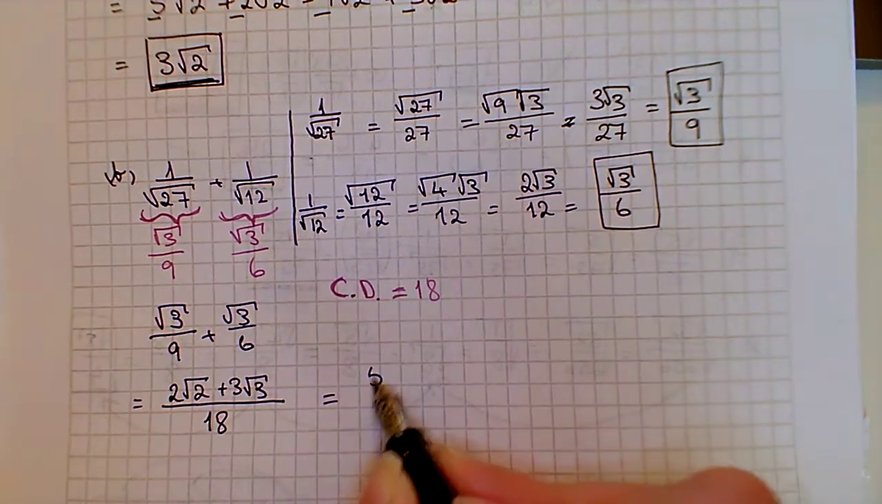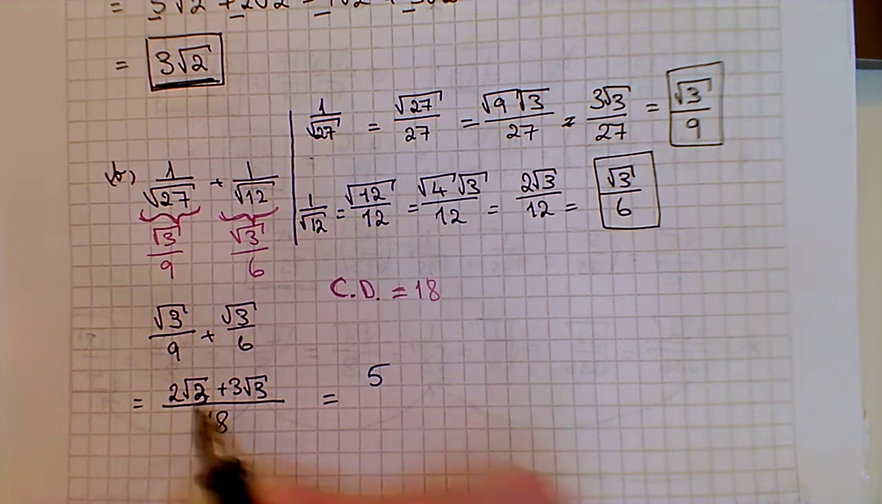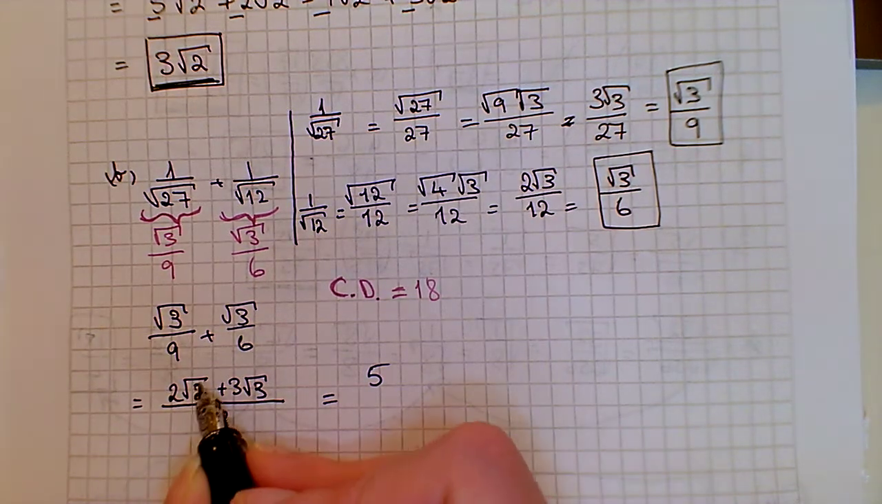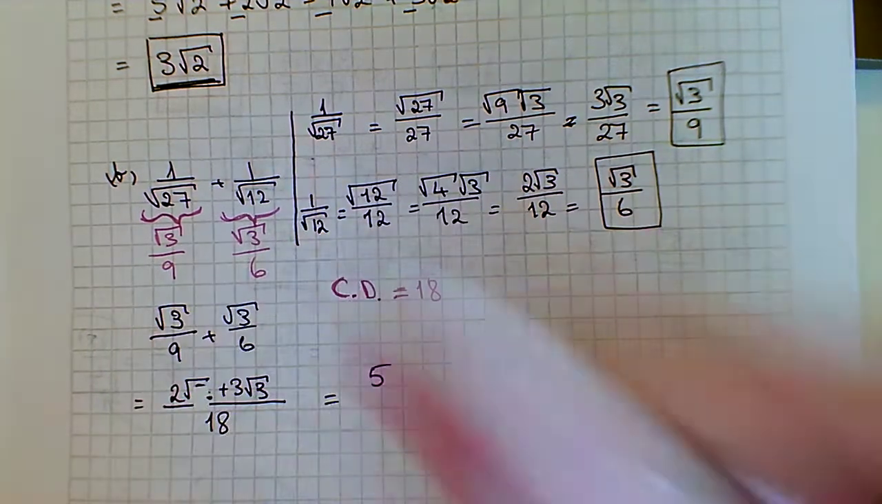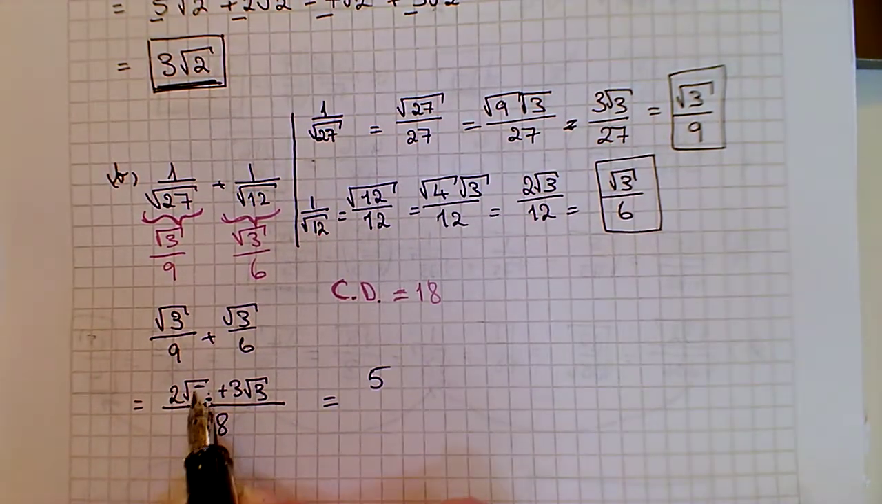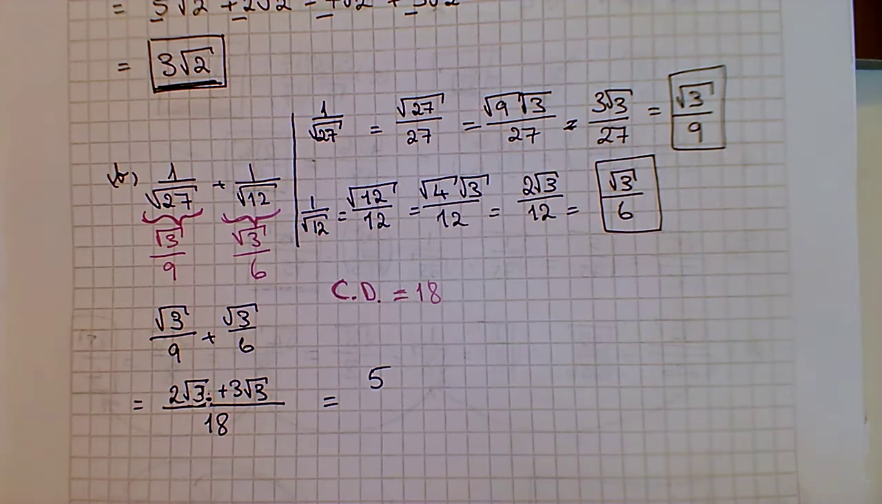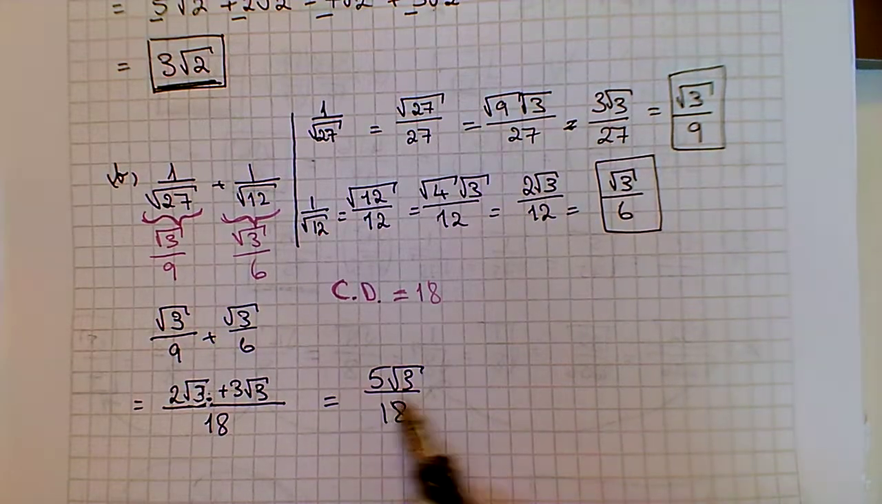And the whole thing becomes, because those are root 2, but I should have written 3, those are like terms. I have the same radical, the same number underneath the square root sign. And so I've got 5 times the square root of 3 over 18.